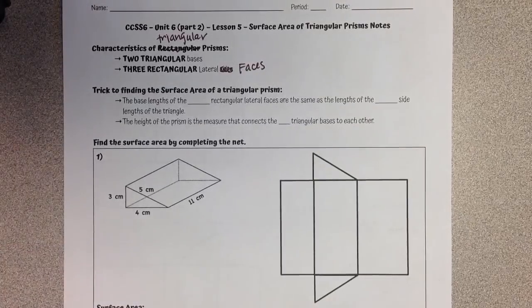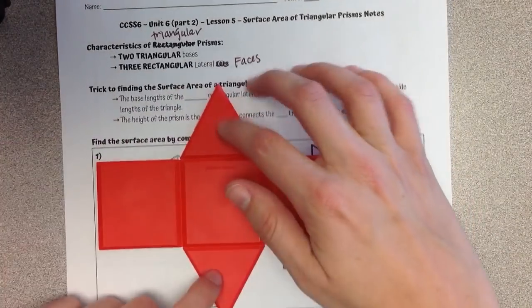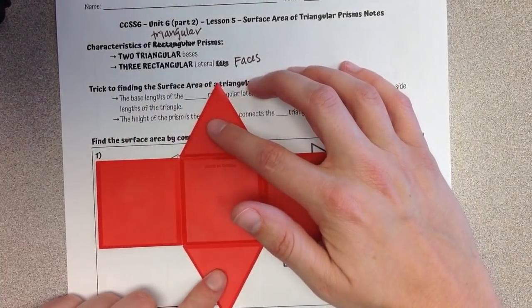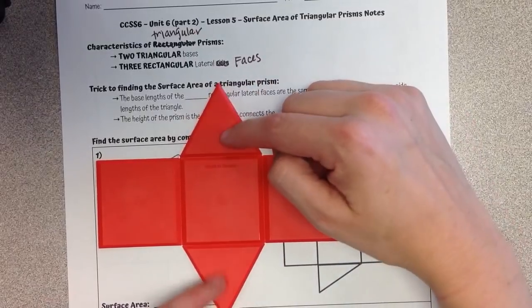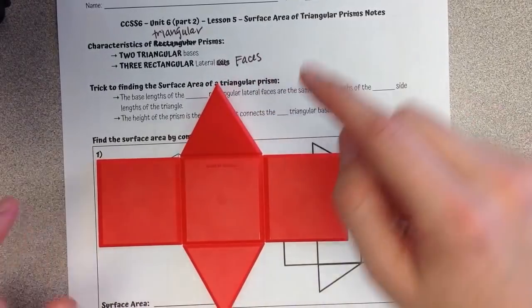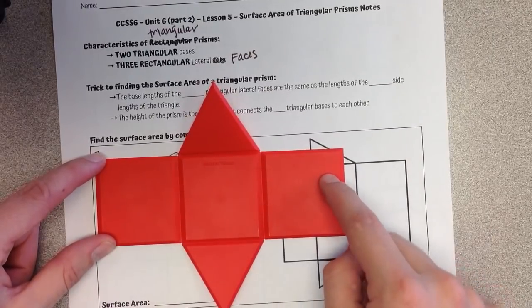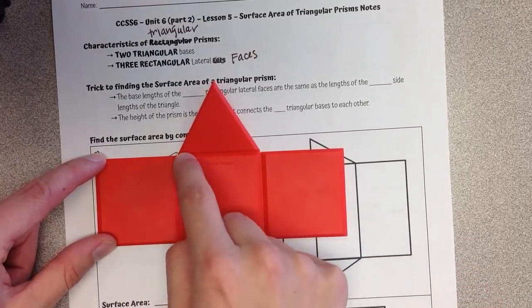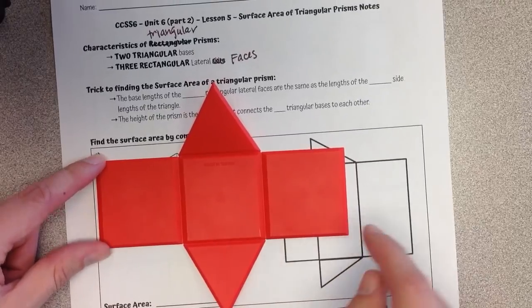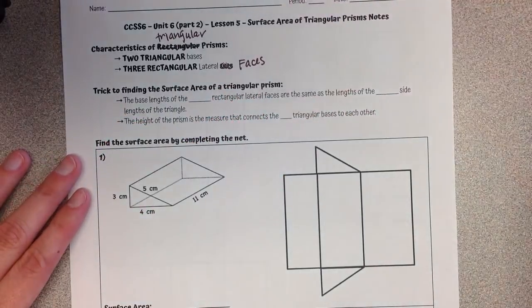Today we're going to be talking about the surface area of triangular prisms. Some characteristics to remember about triangular prisms: they have two triangular bases, right? Prisms always have two bases, and the shape of the base determines the 3D shape. And then it has three lateral faces because a triangle has three sides. So the three side lengths represent the three lengths of the rectangles. That's what we're going to be focusing on here.